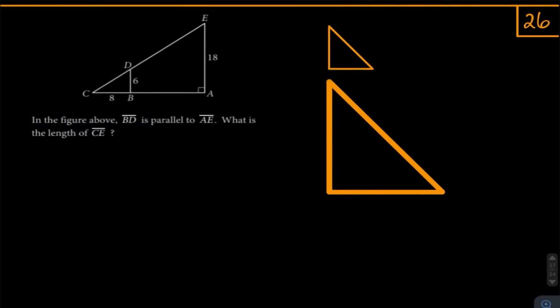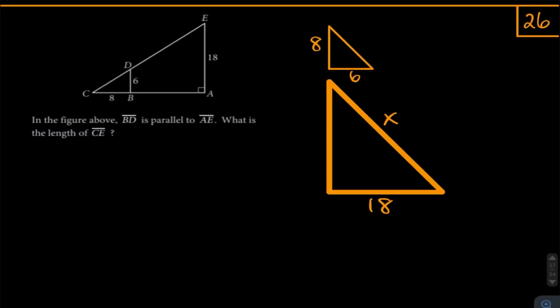Right? And they're similar, which means they're going to have a ratio. So here the little side is 6, here it's 18, and on the little one, this side is 8. We're trying to find this x. That's what we're really trying to find in this problem.